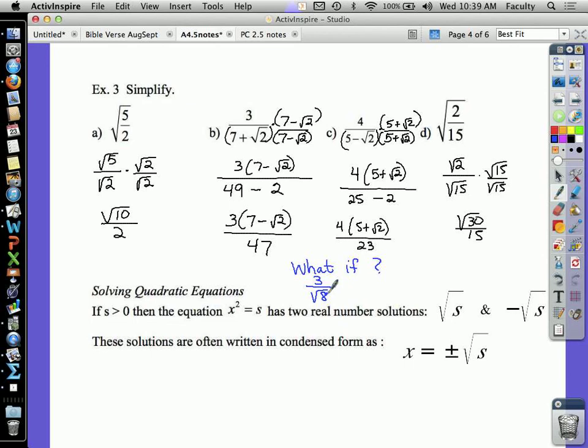You can pull out a 2, can't you? Because square root 8 is square root of 4 times 2. So my point of this example is to get you to think. I don't want you just to automatically process and say, this is how we do them. I want you to really stop and think.